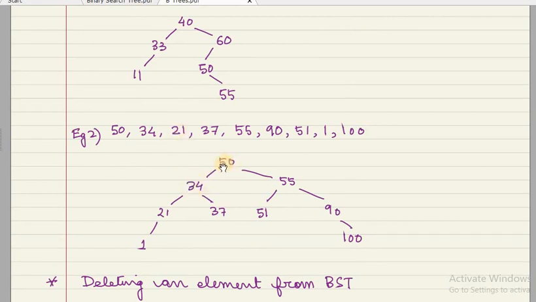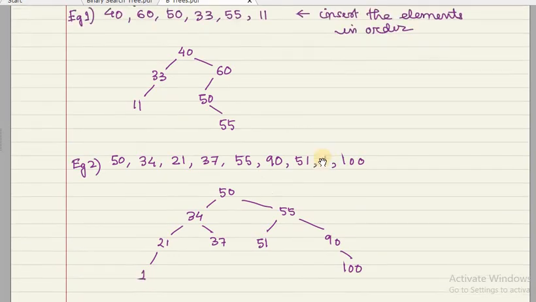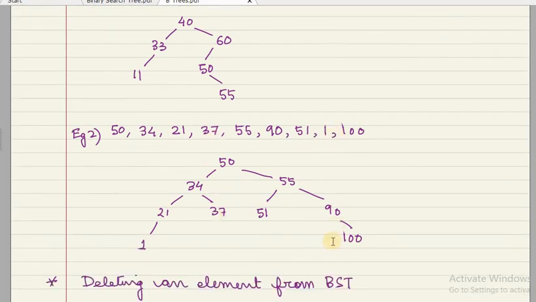Then we have 21. So 21 is lesser than 50. 21 is lesser than 34. So you put 21 here and so on. Okay, I will not repeat the same thing. The same technique has been applied here to construct this particular tree. So I would request you to kindly try to do it on your own and see whether the output matches or not.